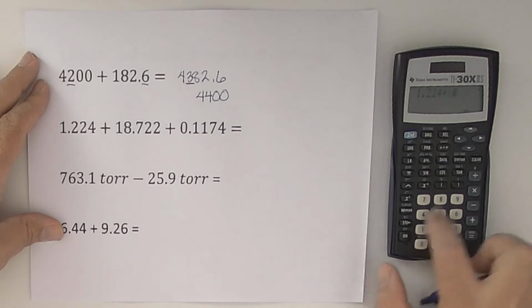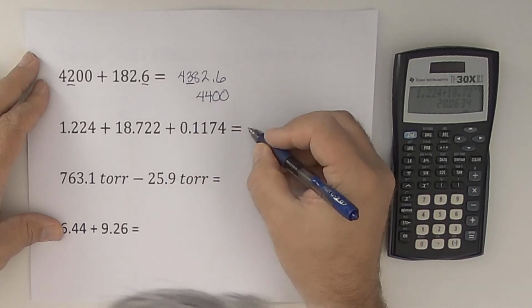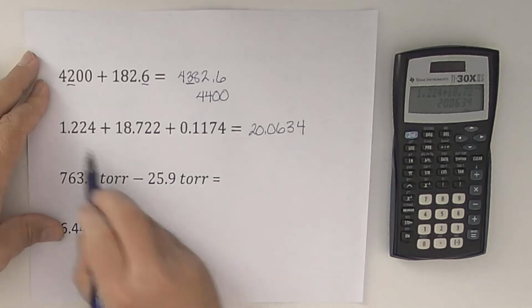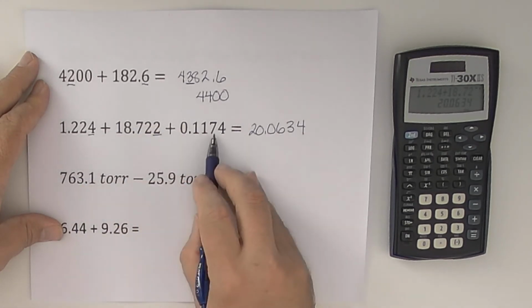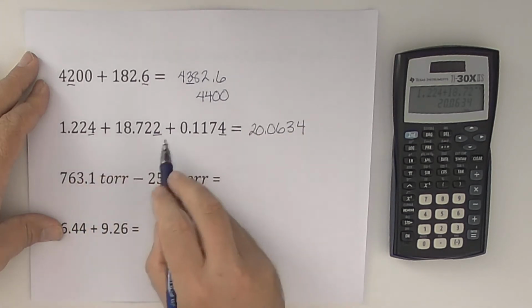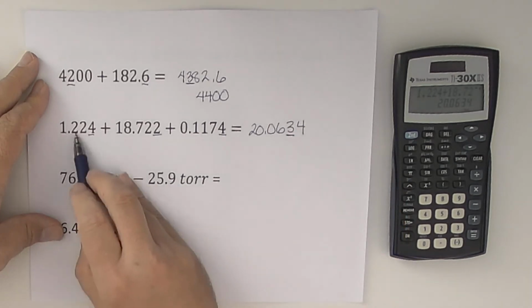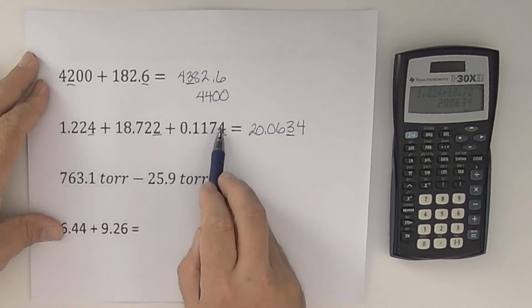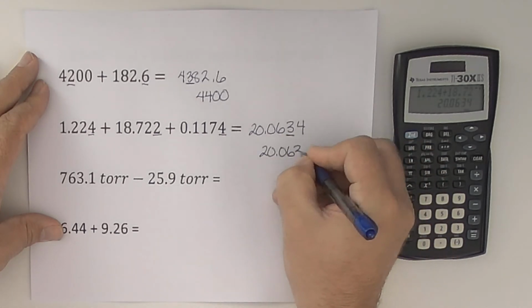1.224 plus 18.722 plus 0.1174. Those were all pluses. So I get 20.0634. This goes to 3 digits after the decimal point, 3 digits after the decimal point, 4. So 0.001 is larger than 0.0001. So we're going to end in that 3 digits after the decimal point. These numbers end first before that one. So my answer should be 20.063.